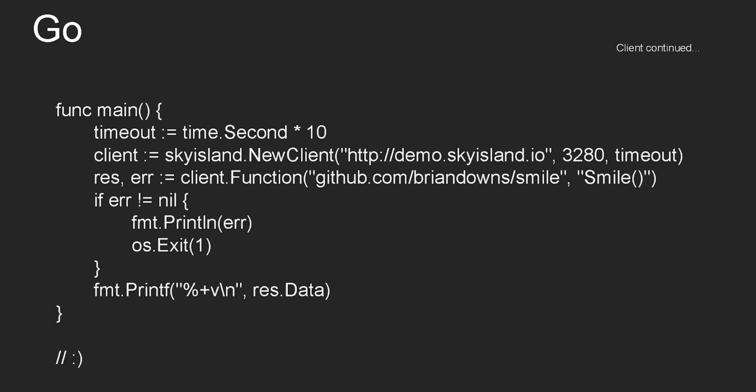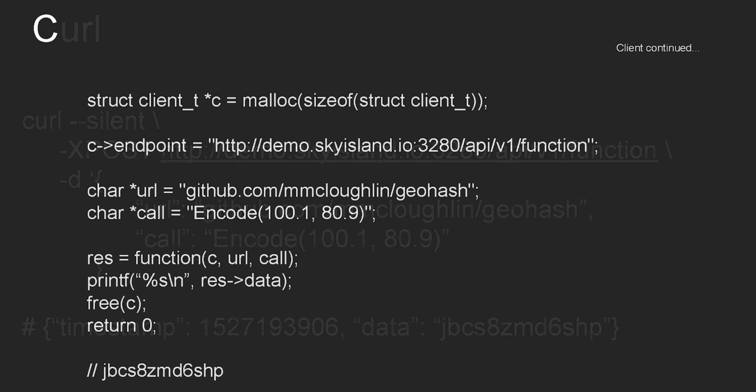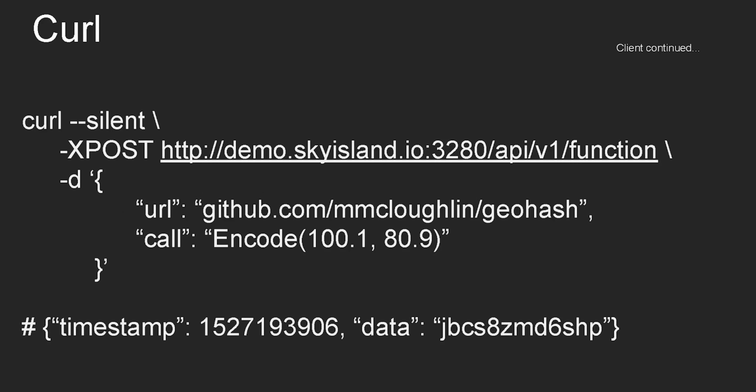Or if you're a masochist and you're stuck in a C world and all of the new kids wrote all their stuff in Go and you still have to write C, you can take advantage of it still, and there's even a C library for it if you're a masochist. Curl, we're not really going to jump into the client code at all.